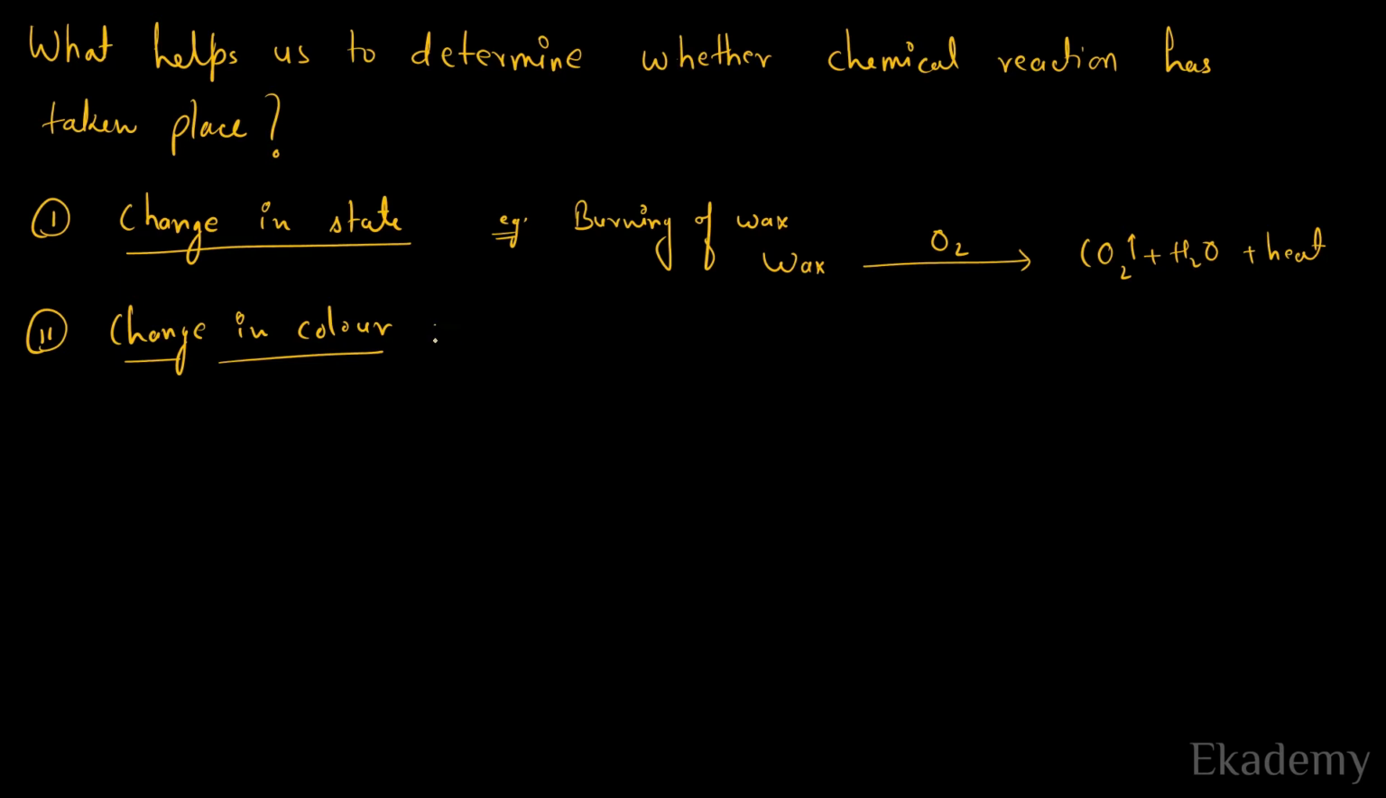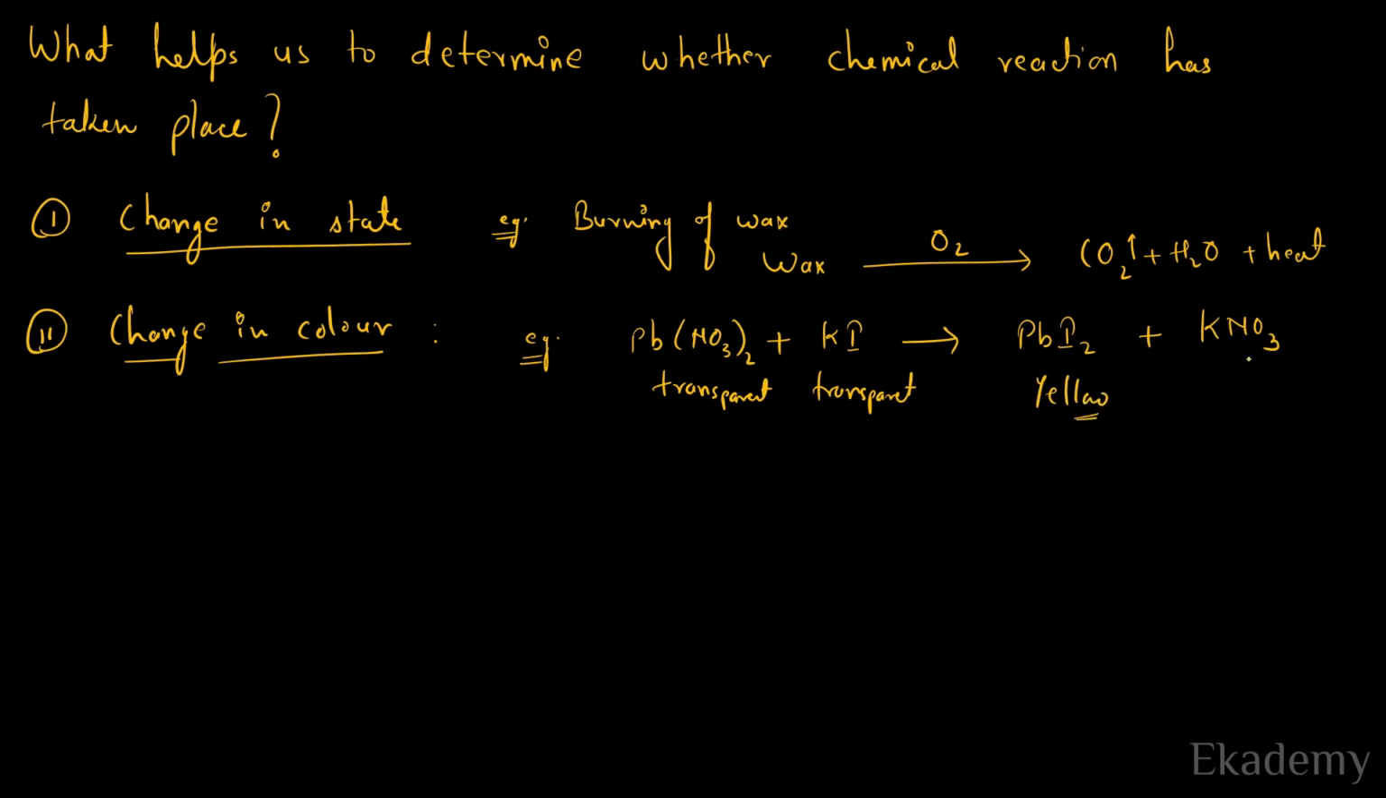So whenever there is change in color, you can quote the same example here: lead nitrate plus potassium iodide forms lead iodide plus potassium nitrate. Now this is transparent, this is also transparent, this is yellow in color, this is again a transparent liquid. So there is change in color in this case, and the change in color indicates that some chemical reaction has taken place.